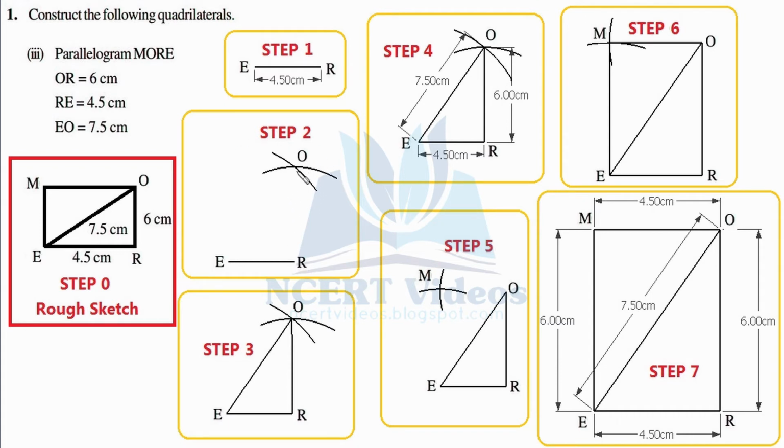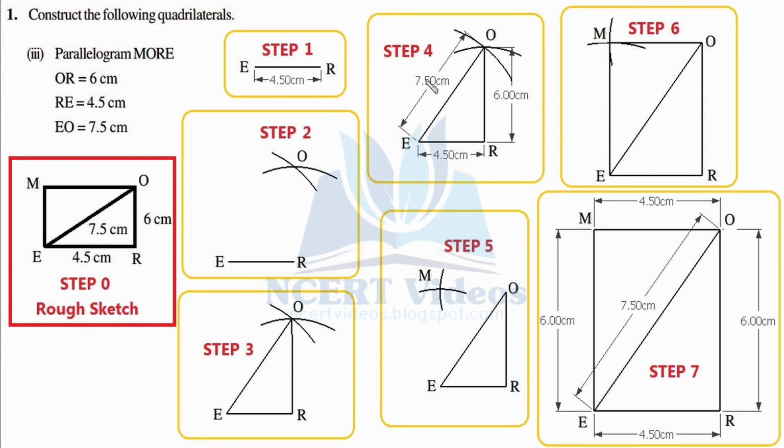So wherever both these arcs intersect each other, that will be our required point O, which would be at a distance of 7.5 centimeter from point E and at a distance of 6 centimeter from point R. That completes our step number 2. In step number 3, we simply took our ruler and drew the actual line segments. With this, we have completed one triangle of this parallelogram. In step number 4, we simply make our work tidy by jotting down the measurements.